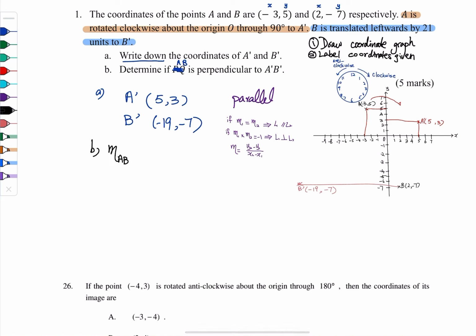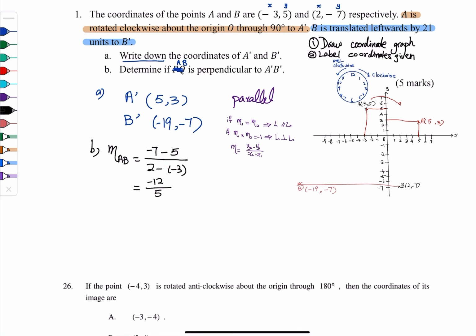Do I have the coordinates of AB? It's here. So I find the slope of these two. So y2 minus y1 over x2 minus x1. x1 is negative 3. So remember to put a bracket. Negative 5 minus 5. Or negative 7 minus 5. Negative 12. 2 plus 3. You have 5. That's it. Negative is positive. That's why 2 plus 3.